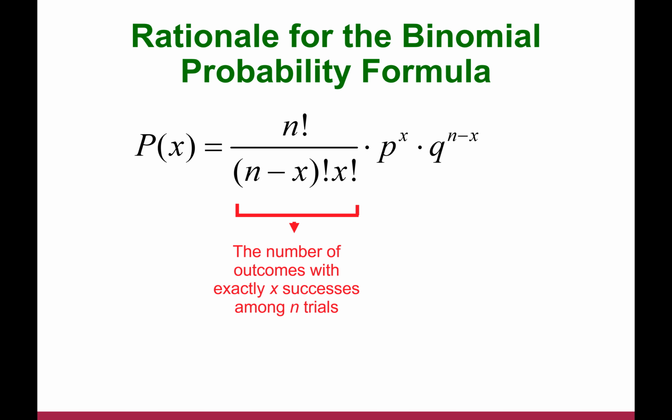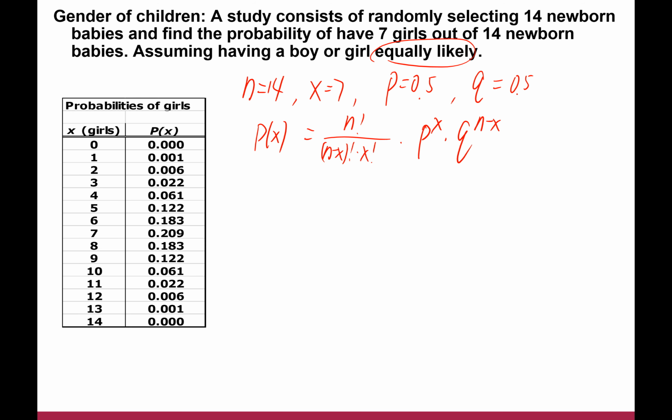And we're assuming they are equally likely. Okay, so n is equal to 14, so 14 factorial over 7 factorial times 7 factorial times 0.5 to the 7th and 0.5 to the 7th. 14 minus 7 is also 7. Okay. We plug in all the numbers.